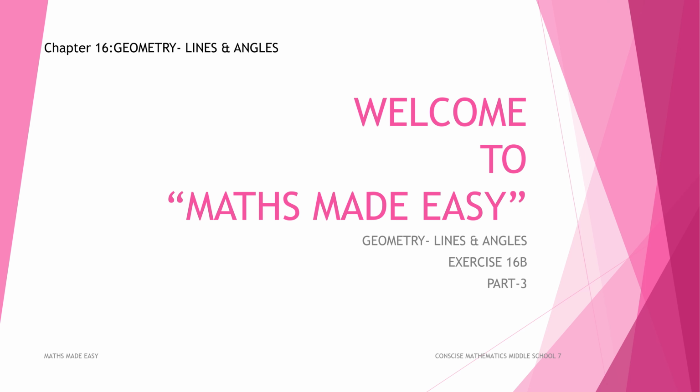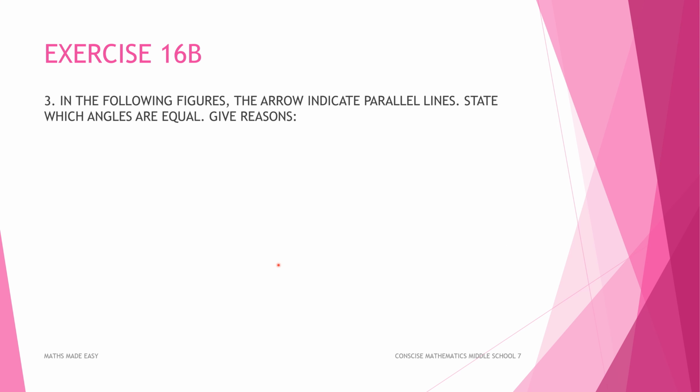Exercise 16b. Here is our third question. In the following figure, the arrows indicate parallel lines. State which angles are equal and give reason. So this is the diagram that they have given.